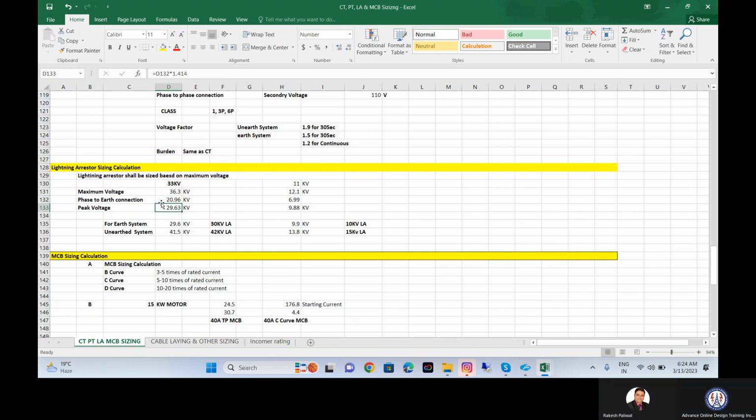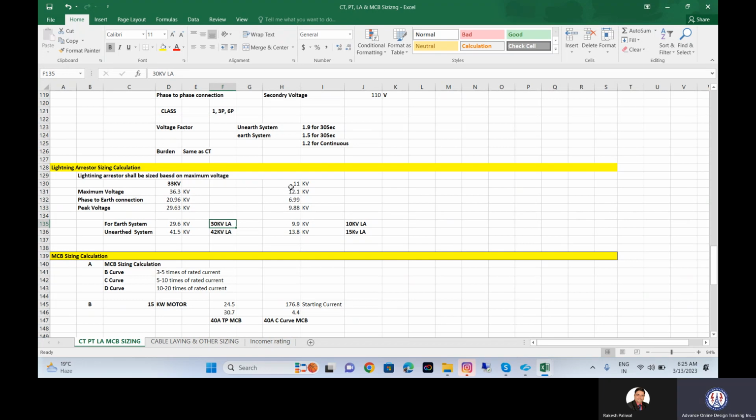Now, for the peak voltage, since this is an RMS value, I will determine the peak value. For the peak value, I multiply by root 2. So the LA rating for this system will be 29.6. Means for the 33 kV system I can use a 30 kV LA.